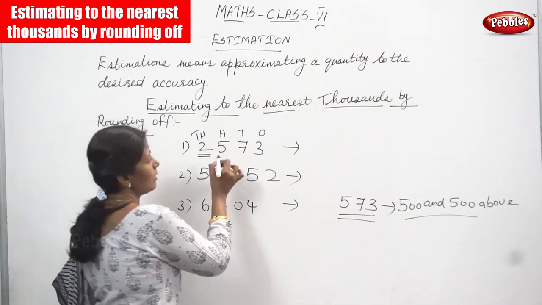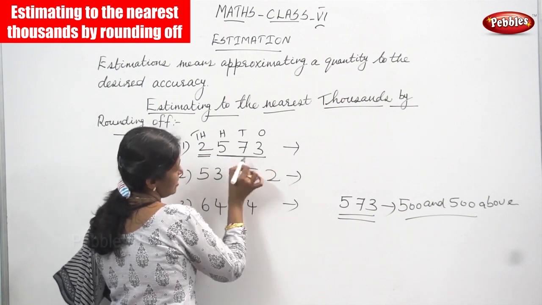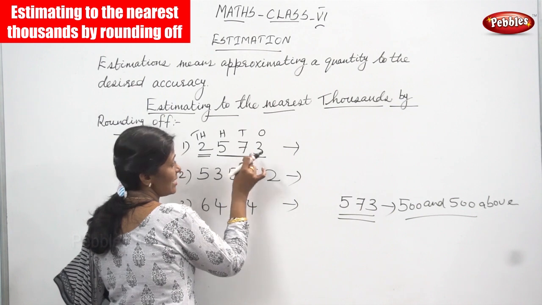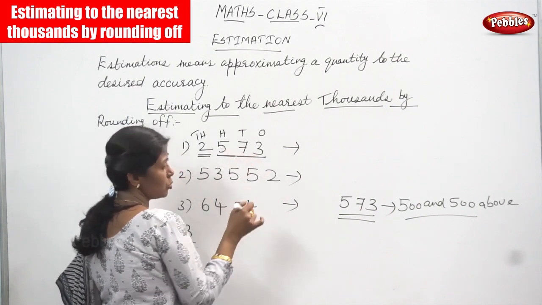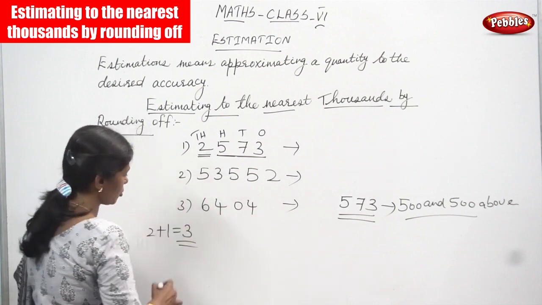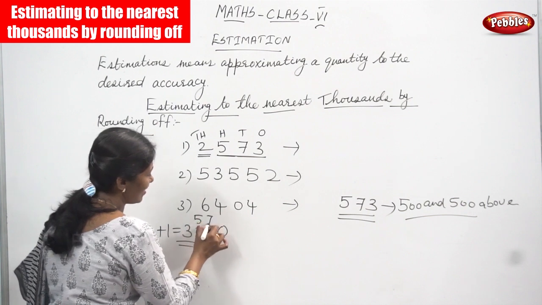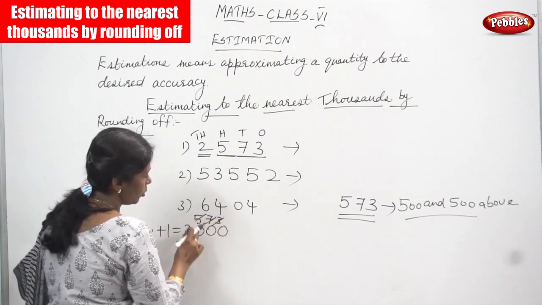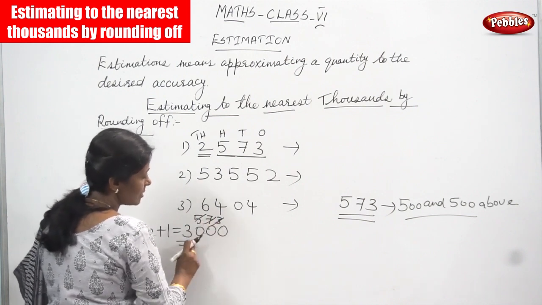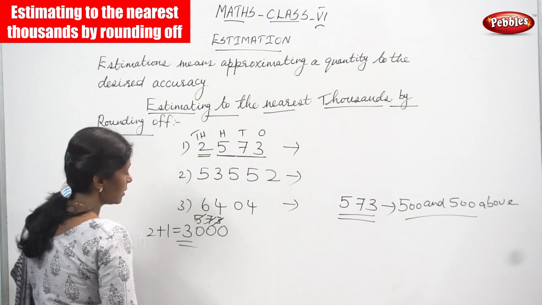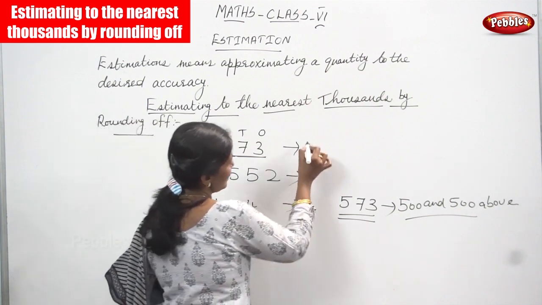After that you have to change the digits in the 100 place, 10's place and 1's place to zeros, because 1000 means 3 zeros. Instead of 573, you add 3 zeros, because there are 3 digits. The answer is 3000. So the nearest 1000 is 3000.